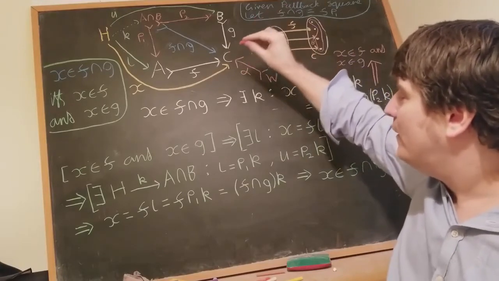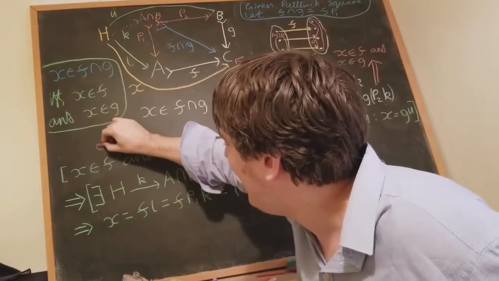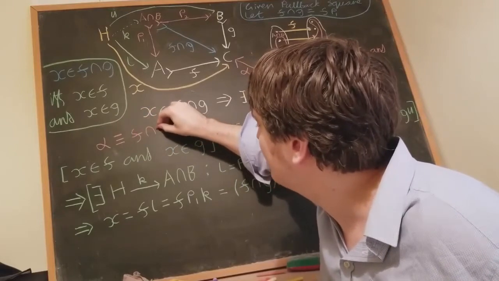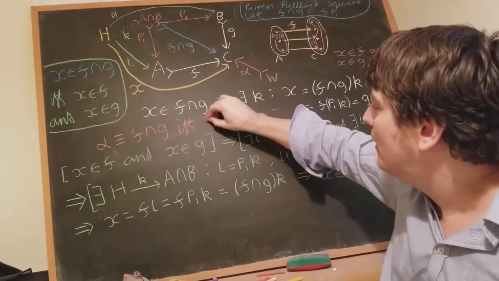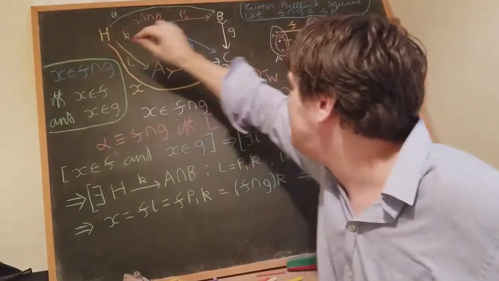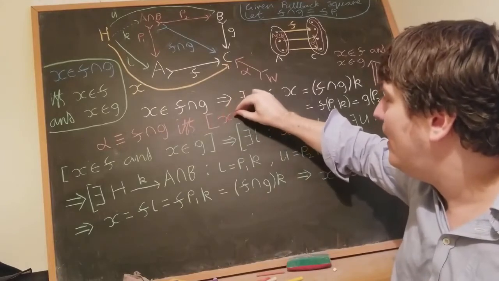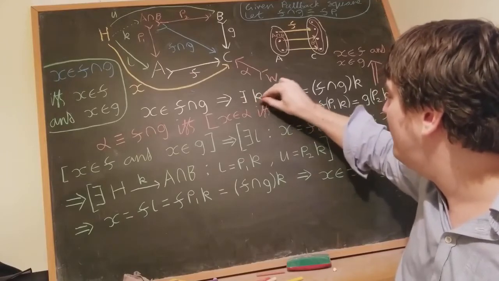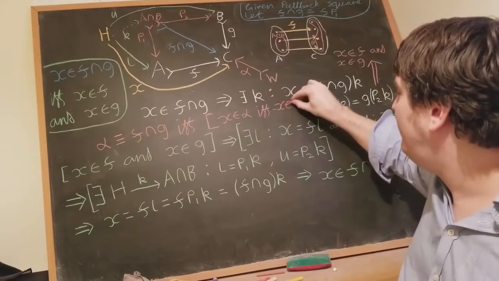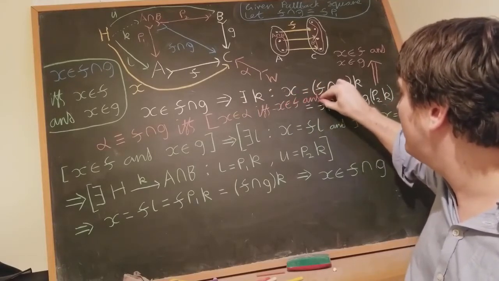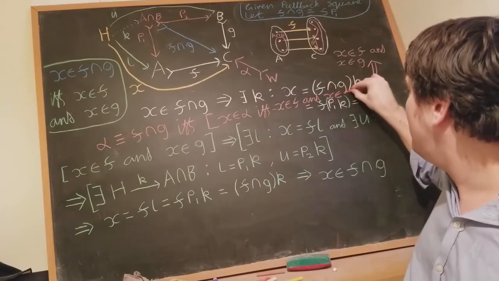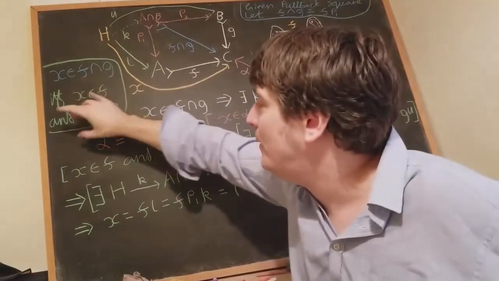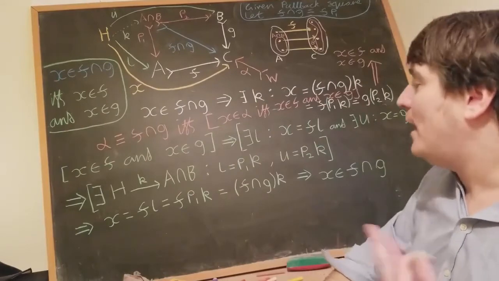Well, the thing is that what we're going to have is that alpha is going to be equivalent to F cap G if and only if we have that for any arrow X from any H into C, X is in alpha if and only if X is in F and X is in G. So what I'm writing here is just a copy of what I wrote here in green. So why is this the case?